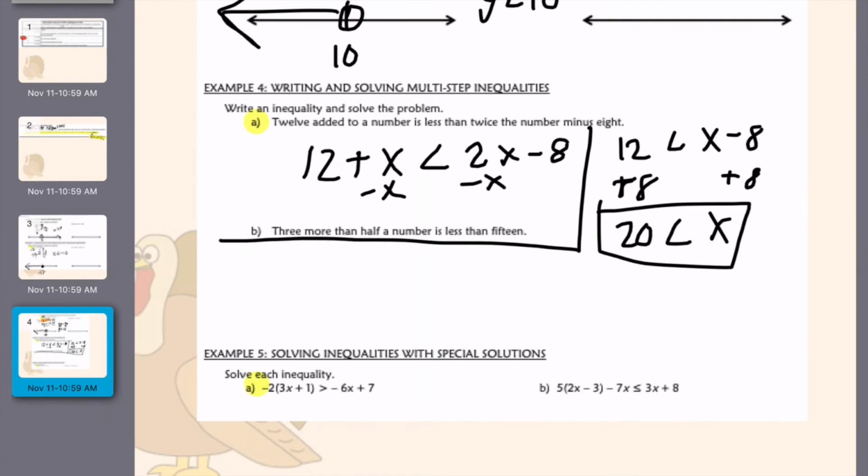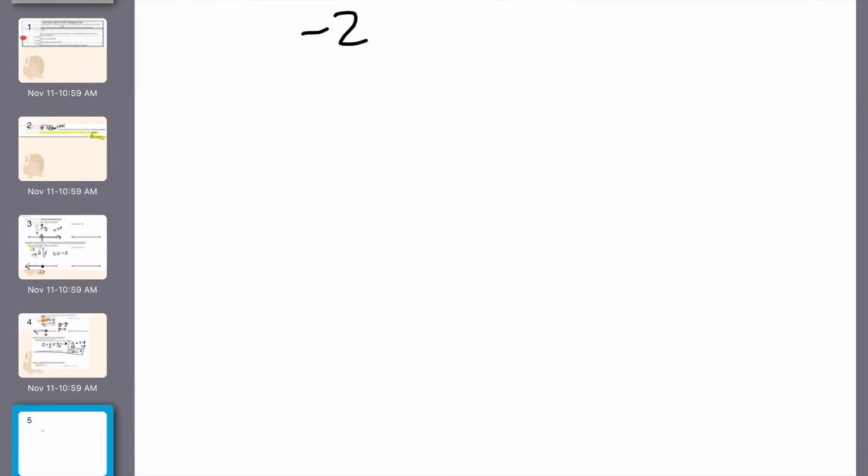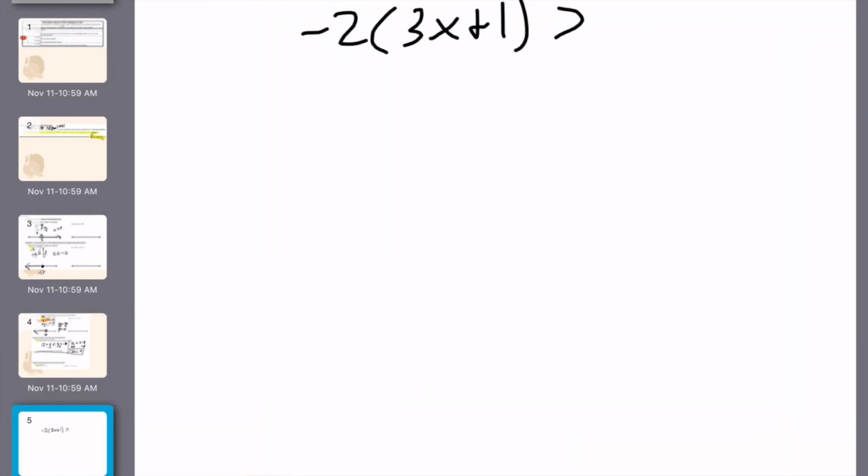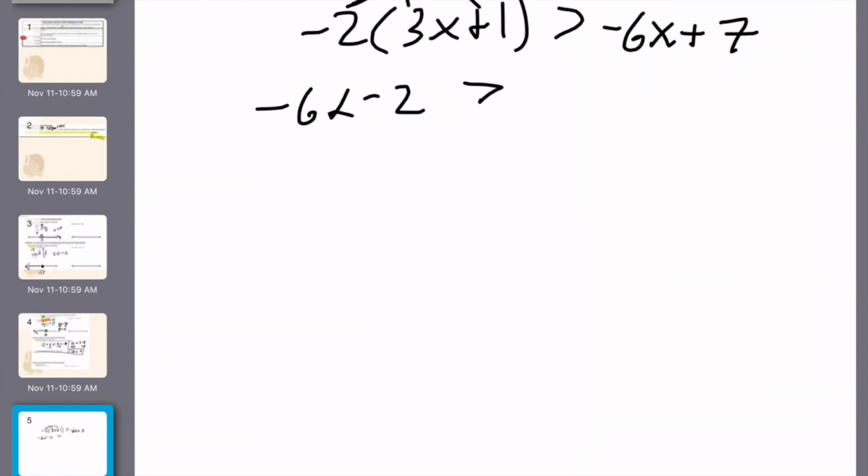One last example here for solving multi-step inequalities. Again, it looks like I'm going to have to do the distributive property. In fact, I'm going to write this on a separate page. So I have negative 2 times 3x plus 1 is greater than negative 6x plus 7. So I need to do the distributive property first. I need to make sure I'm multiplying by each term inside of the parentheses. So I get negative 6x minus 2 is greater than negative 6x plus 7.